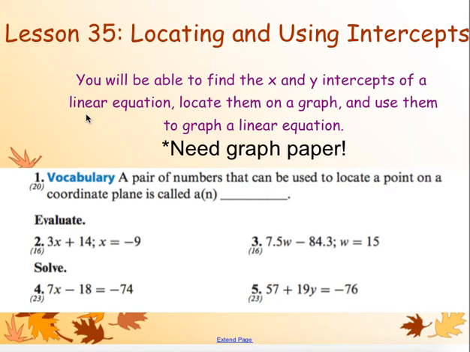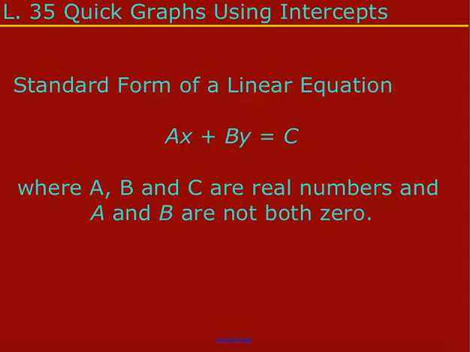Algebra 1, Lesson 35, we are looking at our standard form equations and being able to locate and use intercepts to graph our equations. So, when we do this, remember our standard form of a linear equation we say is ax plus by equals c, where a, b, and c are real numbers and a and b are not both 0. Typically, though, we see that a and b are integers rather than decimals or fractions.